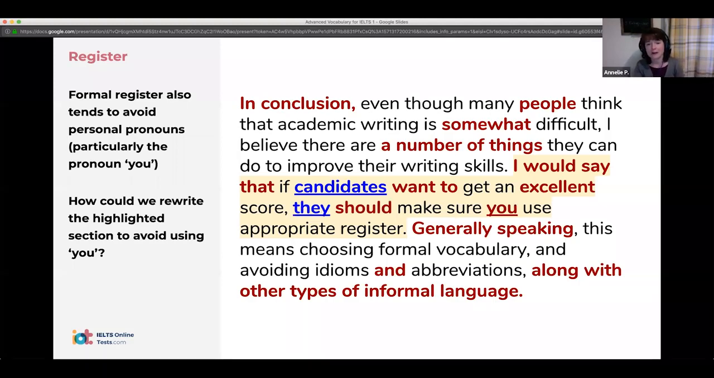Okay, and then after that, so candidates, and then we can say they. So we're using the pronoun rather than saying candidates again. And then sometimes it's better just to avoid it altogether. Maybe you're talking about students, something like that.